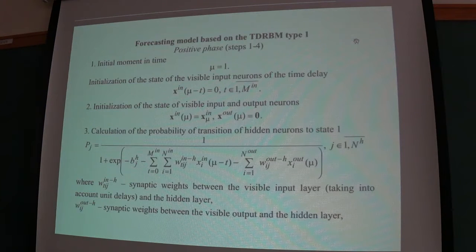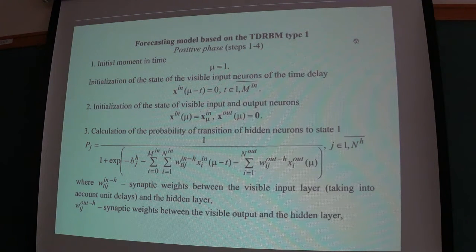Forecasting model based on the RBM type 1. Positive phase. Initial moment in time. Initialization of the state of the visible input neurons of the time delay. Initialization of the state of visible input and output neurons. Calculation of the probability of transition of hidden neurons to state 1.